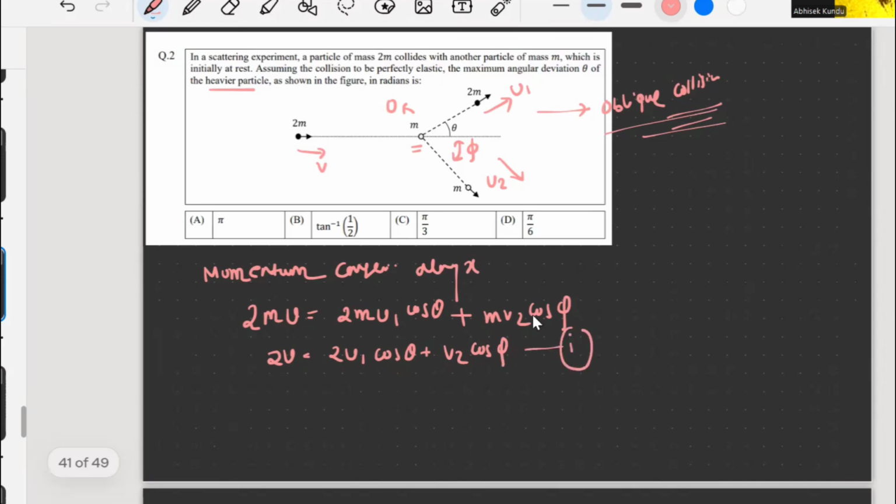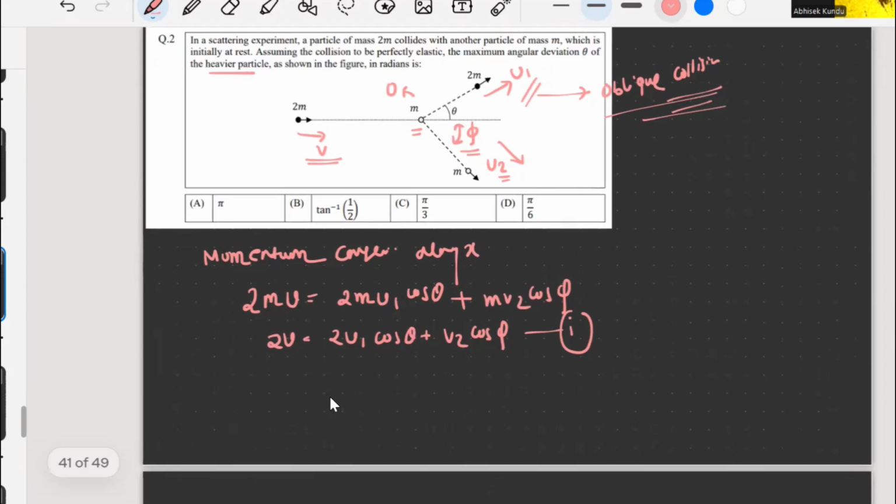See how many unknowns we're having. We are having phi unknown, v2 unknown, and v1 also unknown. So 3 unknowns we are having, keeping in mind that the initial velocity is something constant. So we have to find at least 3 equations so that we can express the other unknowns in terms of one unknown only.